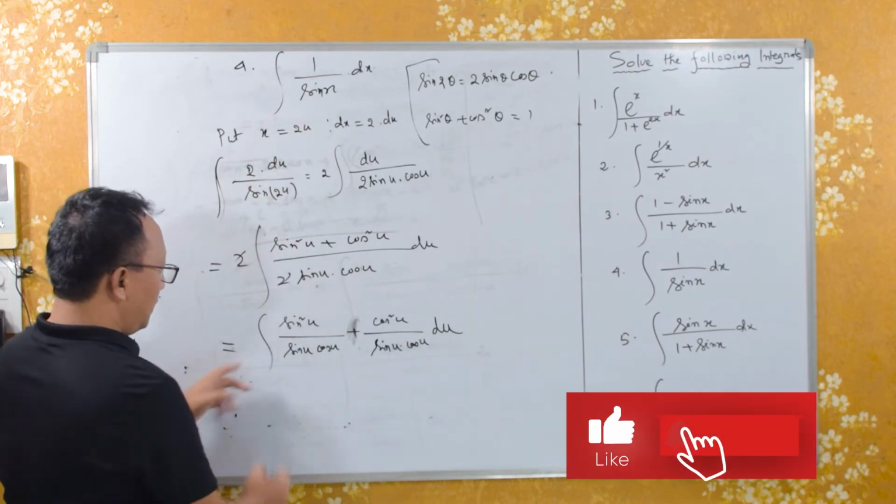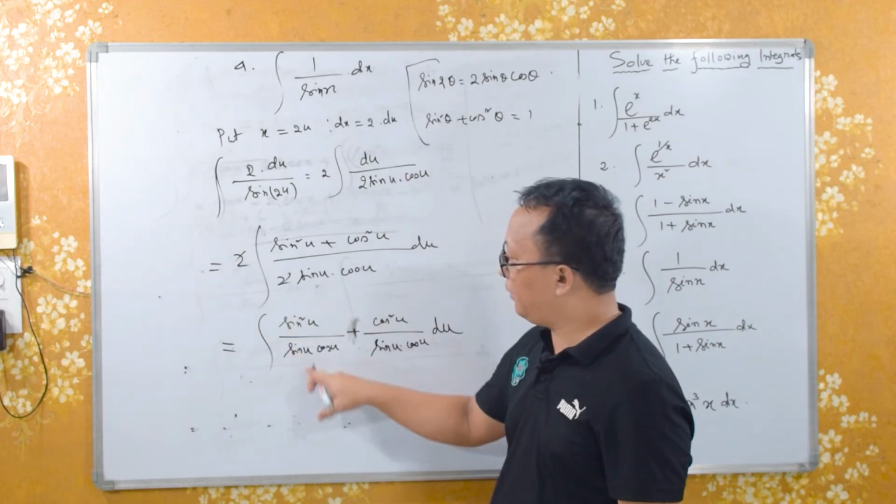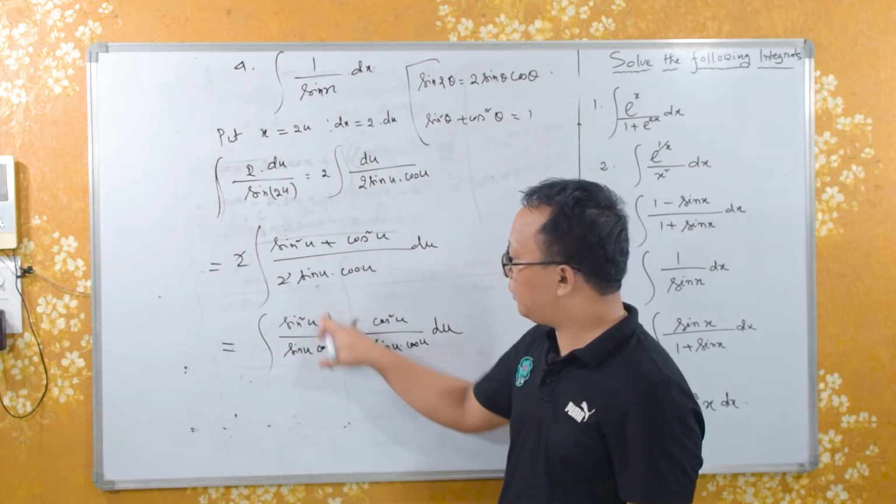Now sine square u. One sine will go over here. We have sine upon cos. Sine upon cos is what?